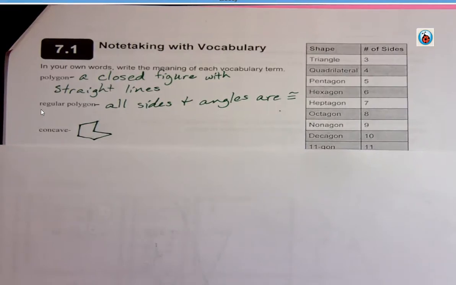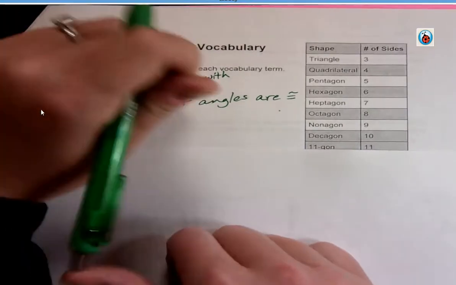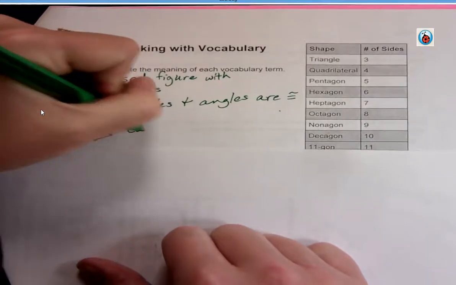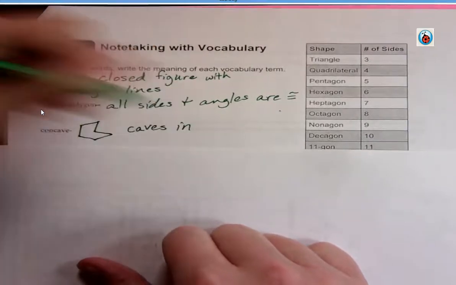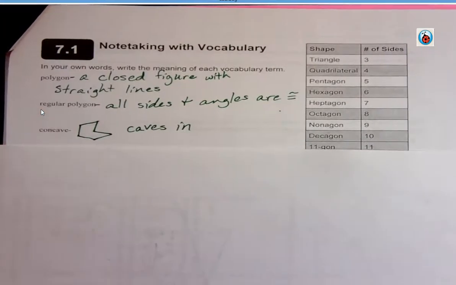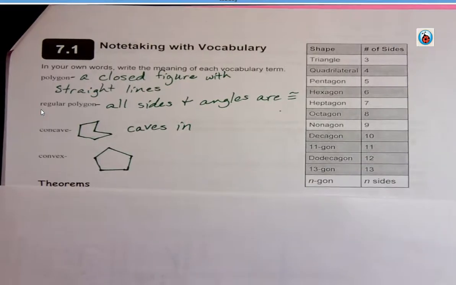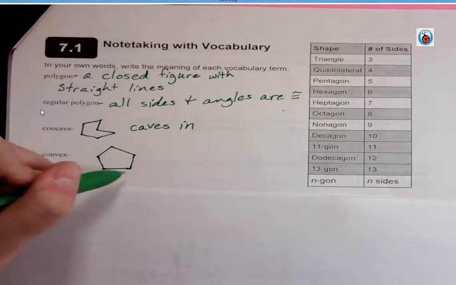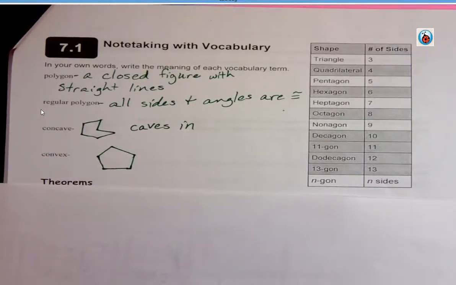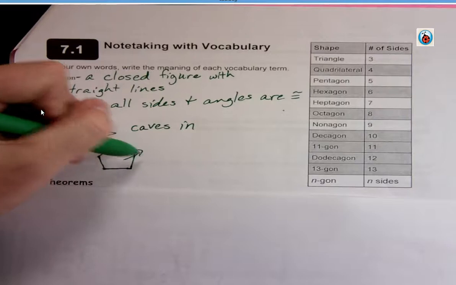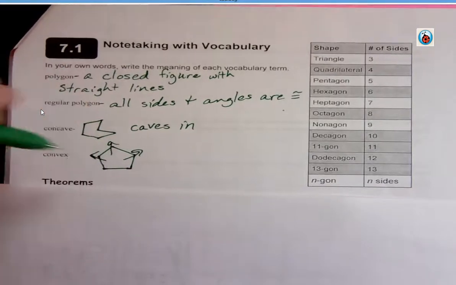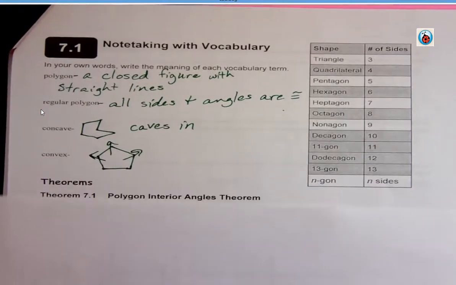A concave shape. Here's how I remember concave. Concave shape caves in. Pretty simple. So it caves in, but a convex shape doesn't cave in anywhere. All of the angles point out. See that? So all these angles point out on a convex shape. It's pretty easy to see.